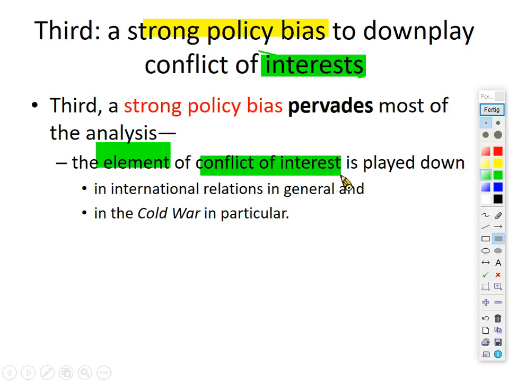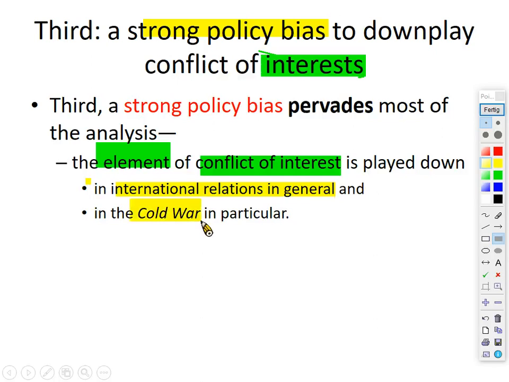We always assume that as decision makers in international relations, we know things, so we can rationally compromise for our interests. So when the compromise of interest is there, then the conflict of interest should not be emphasized. We have a conflict, yes. Okay, so the element of conflict of interest is played down in international relations in general. We don't talk too much about this, especially in the Cold War in particular.